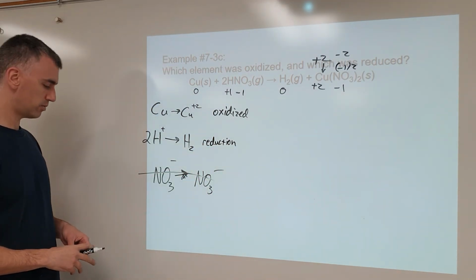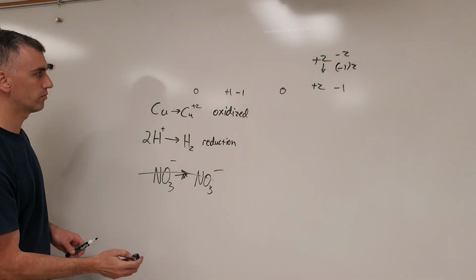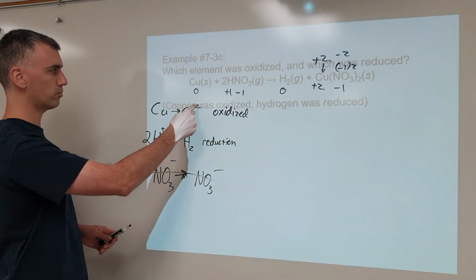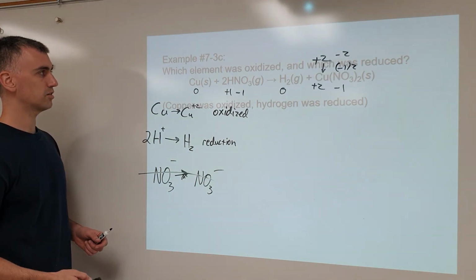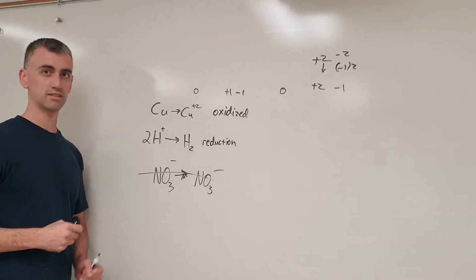All right, so that's what people should have had, and here's the final conclusion. Copper was oxidized, hydrogen was reduced. And, well, there we go, ladies and gentlemen. That's your overview of how it works with oxidation and reduction.